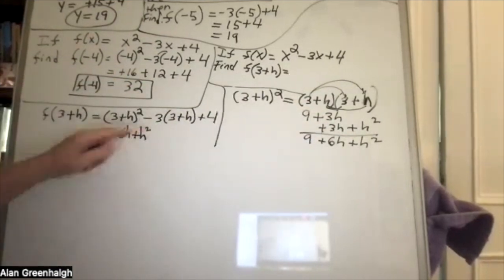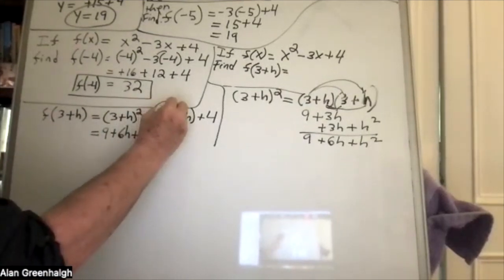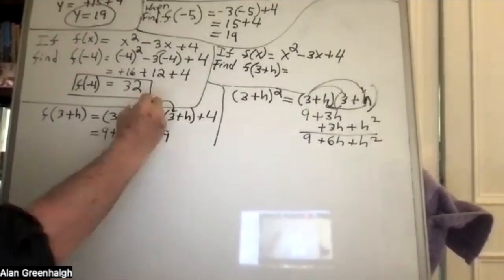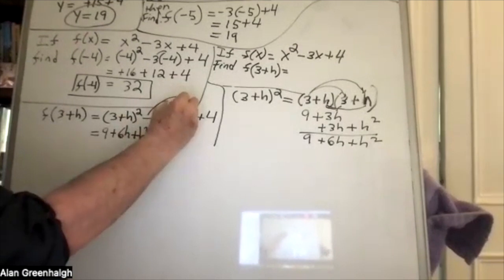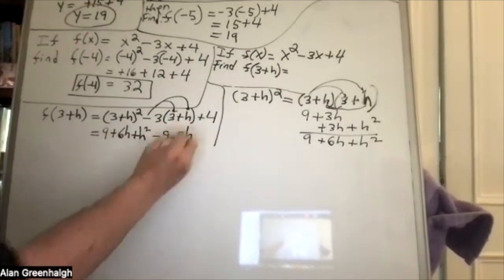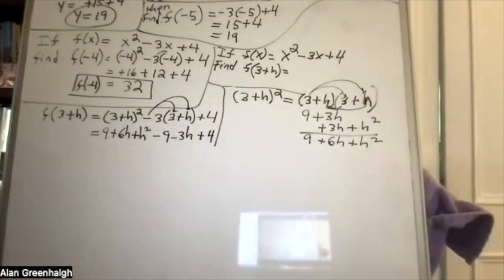Okay, now let's go to the next part. Negative 3 times positive 3 is negative 9. Negative 3 times positive h is negative 3h. And then the 4 just is brought along. So this becomes this.